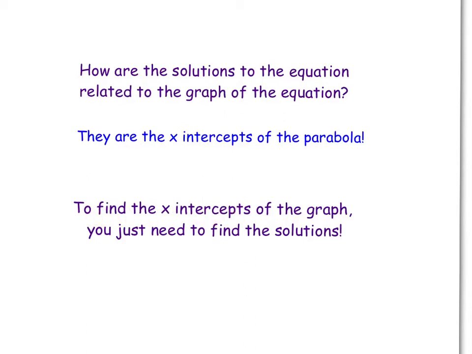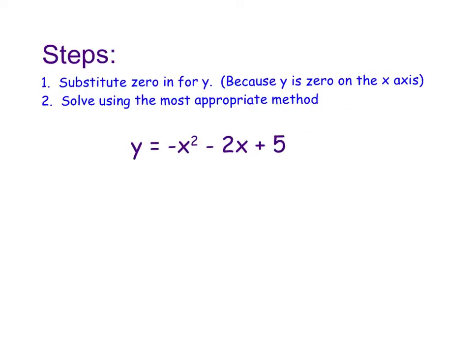So to find the x-intercepts, all you need to do is find the solutions, and that means inserting 0 for y. So the first step to finding the x-intercepts is substituting 0 in for y, because, one more time, y is 0 on the x-axis, and we're trying to find the x-intercepts where it crosses the x-axis, so when y is 0. So the first thing you do is plug 0 in for y.